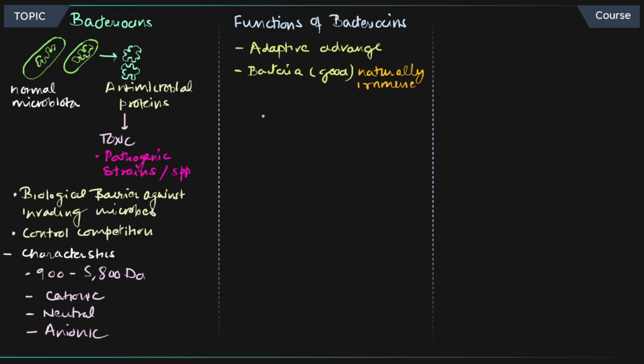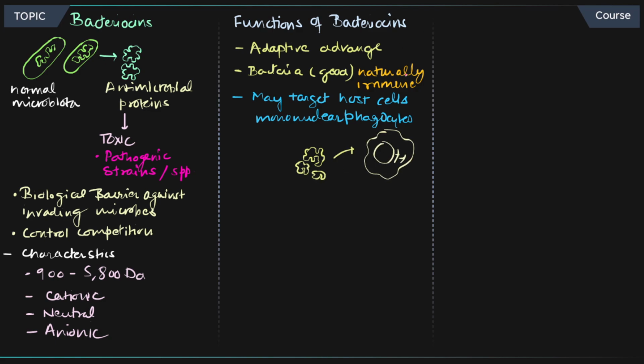And one of the interesting points is they may target the host cells also. There are some cases where these proteins are able to target the host cells. Specifically, mononuclear phagocytes are getting targeted by these. So diagrammatically, let me show, this is the protein, and they can also target host cells. They can actually kill some cells in some cases, but they are not going to kill the beneficial bacteria because the bacteria are immune against those. So there will be no effect.